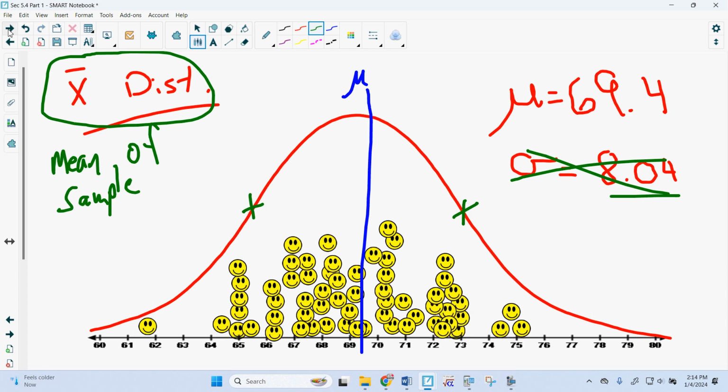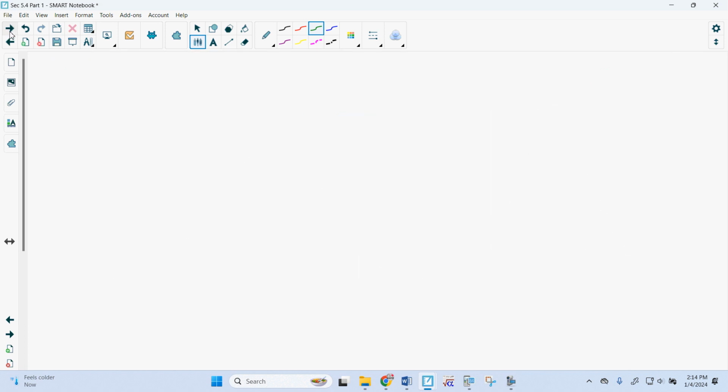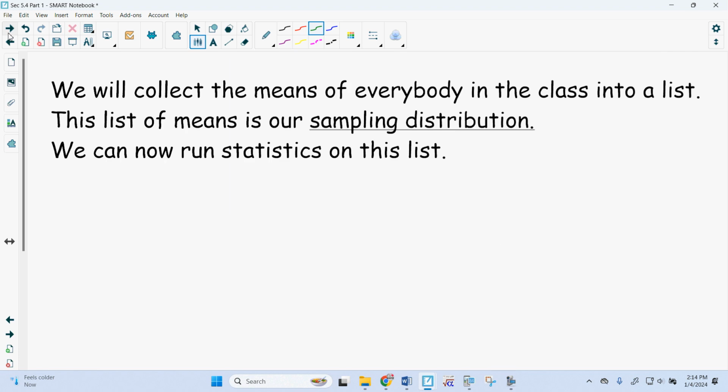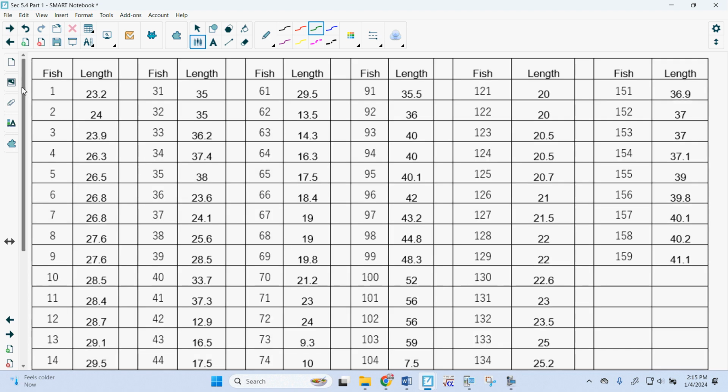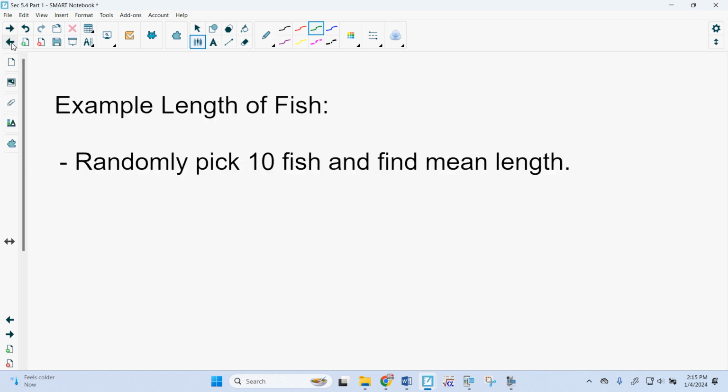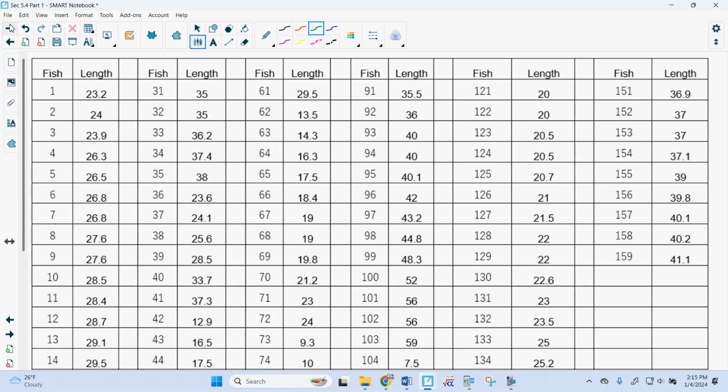Okay? Now, I'm going to go through and say, let's pretend we did this again. We're going to do this again, find another sampling distribution, but we would do this with our length of fish. And then we did this a long time ago. I'm just going to talk through this so we don't have to do it. If you remember, we had this length of all of these fish, 159 fish, and let's say we went through and had everybody randomly pick 10 and find the mean. Okay, so we did that before.